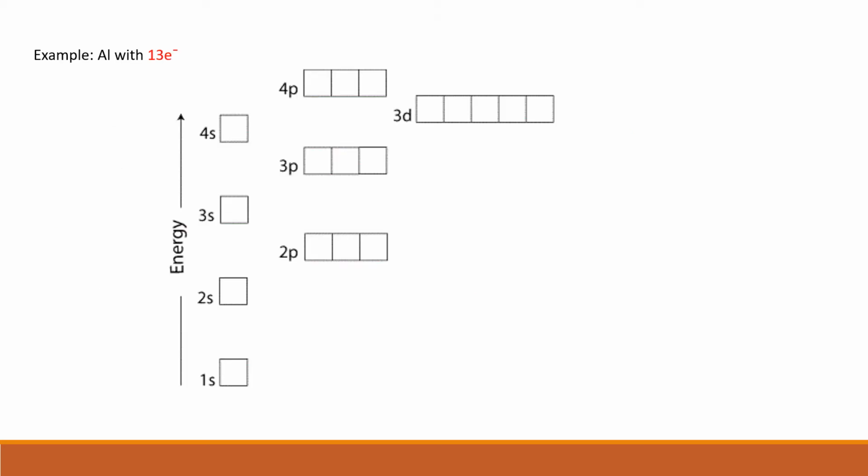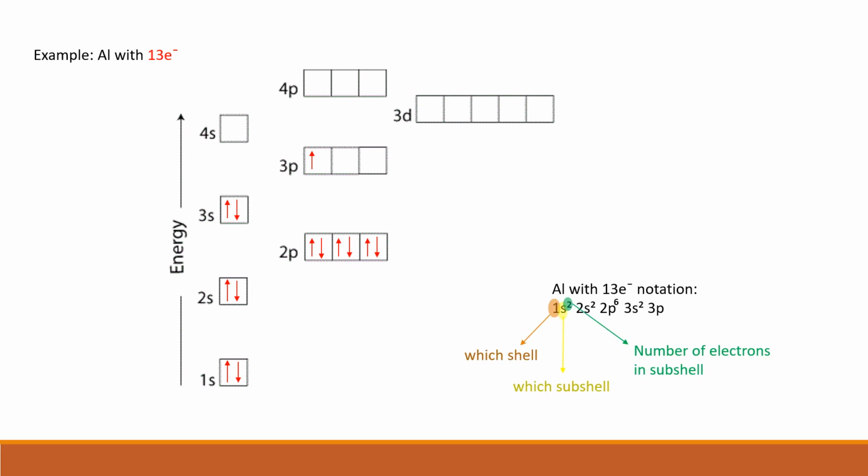As an example, I have aluminium here with 13 electrons, so each one of these arrows represents 1 electron. Notice I'm pairing these off separately as these spin up and spin down for stability, and we write this in the following notation, as this shows us which shells are being used, which subshells are being used, and the number of electrons in these subshells.